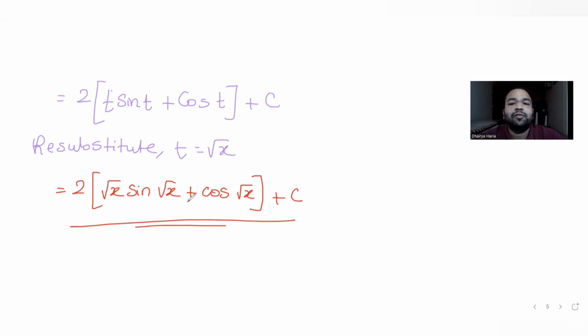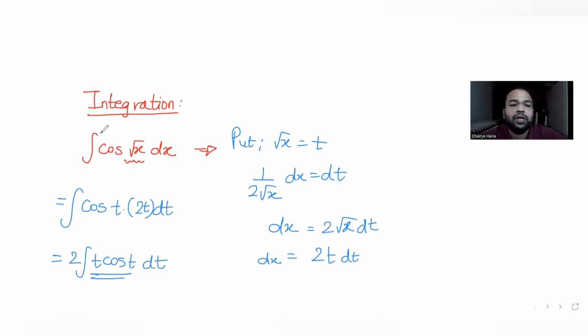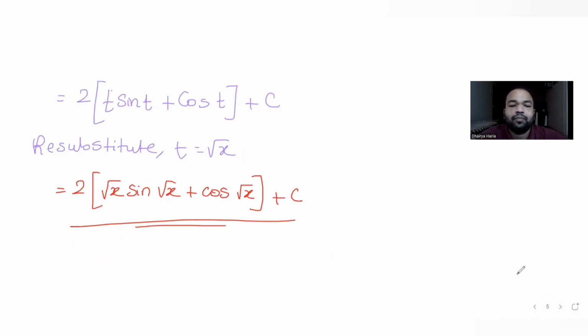So this is the answer for the question which is asked to us. Our question was the integral of cos root x dx, and we get that as 2 times root x sin root x plus cos root x plus c. If you see the option that matches here in the question, it is option A. So A is the correct answer for the question which is given to us.